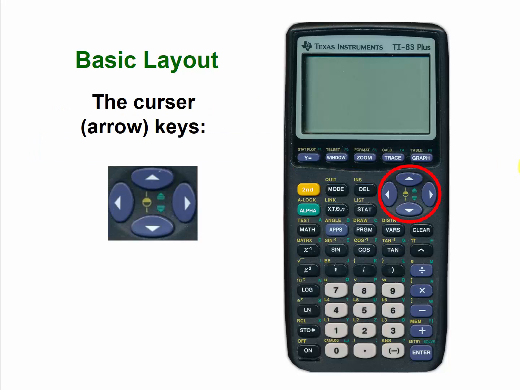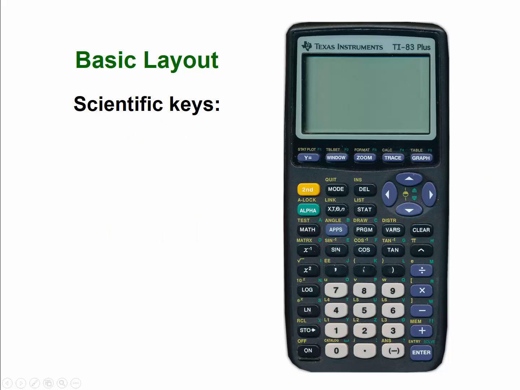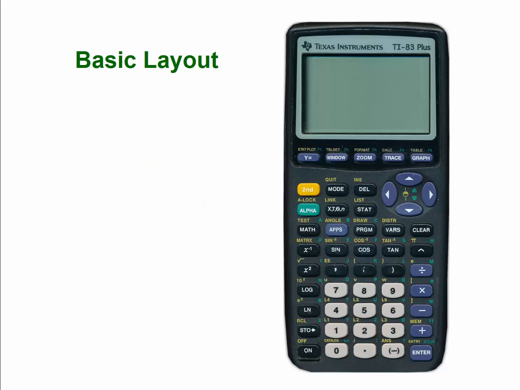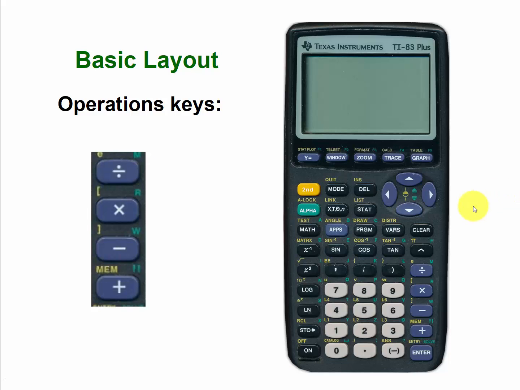The cursor keys or the arrow keys are here, and this allows you to move the cursor up or down or left or right. The scientific keys are the keys that you'll see on any scientific calculator. Next are the operation keys: addition, subtraction, multiplication, and division. We also have the enter key, and we can think of the enter key as the equal sign. So when we type in an expression, we hit enter and the calculator will compute the expression.